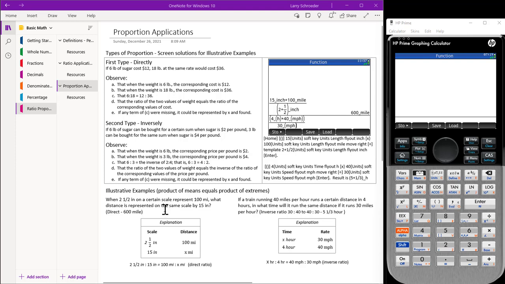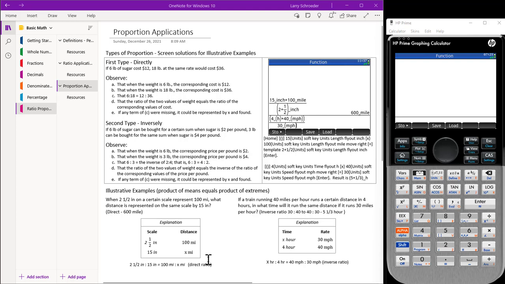When 2.5 inches on a certain scale represent 100 miles, what distance is represented on the same scale by 15 inches? From a chart, we have 2.5 inches represents 100 miles, 15 inches represents X miles. Using ratios, this is 2.5 is to 15 inches as 100 miles is to X miles.